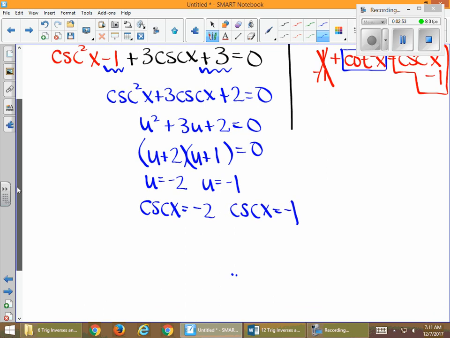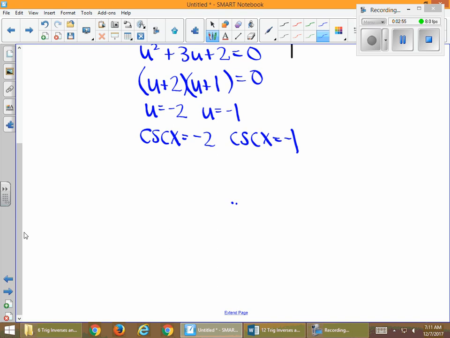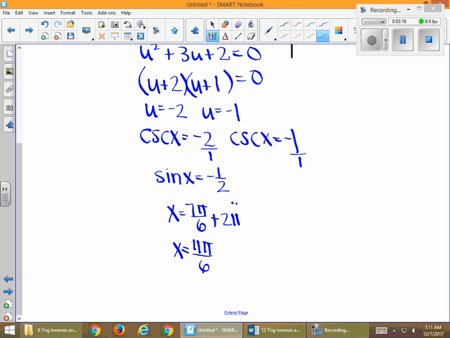Cosecant is harder to work with than sine. So what I'm going to do is, instead of working with cosecant, I'm going to flip these fractions and make them into sine. So sine is -1/2 at 7 pi over 6 and 11 pi over 6. And since those do not make a straight line on your unit circle, you would plus 2 pi k those.